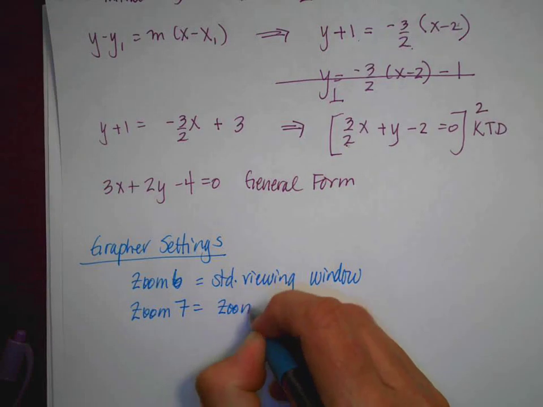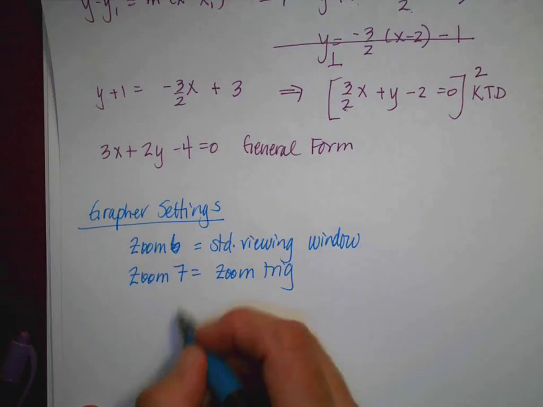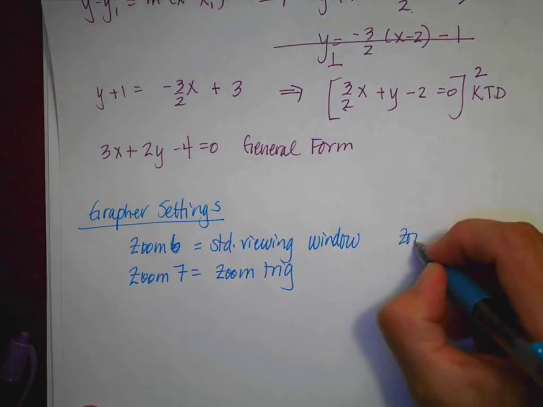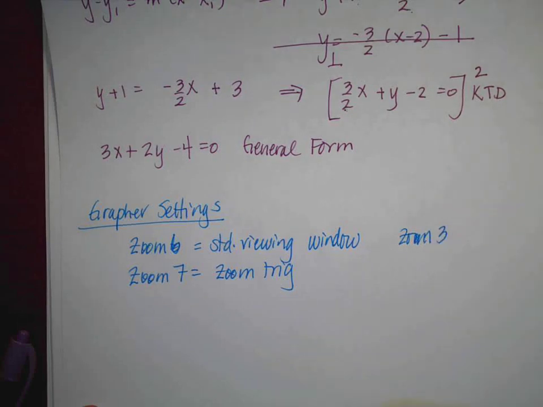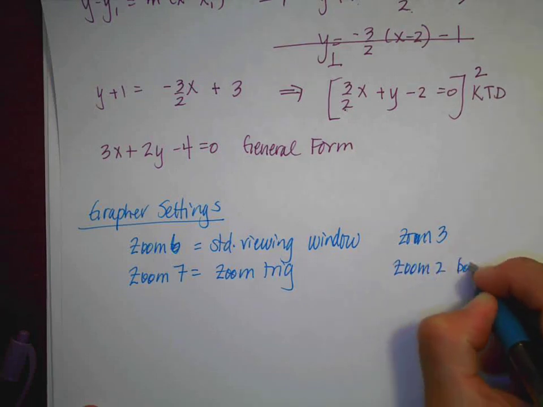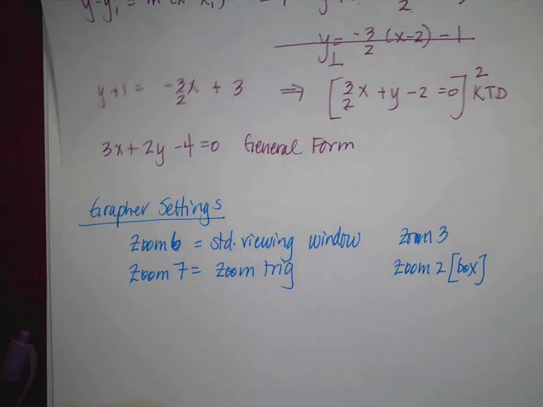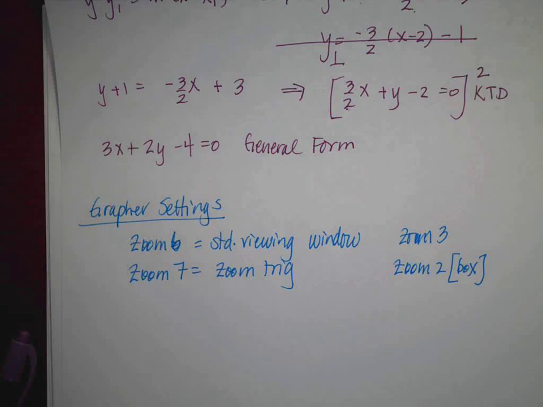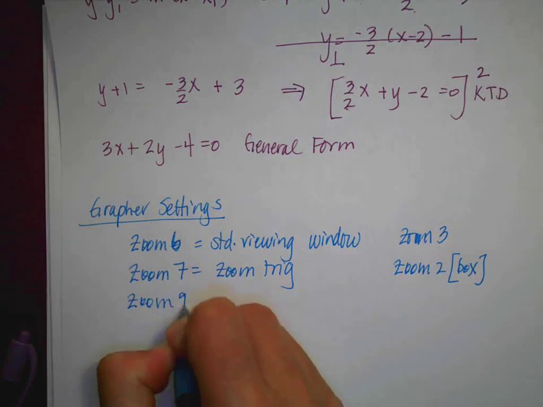The other one that I use a lot is Zoom 7, which is a zoom trig. The other one that we can use would be your Zoom, oops, that's an O and an M. Zoom 3 means I'm going to zoom out, and then I could do a Zoom 2, which is the box, and occasionally that is helpful if you have a particular portion of a graph that you're trying to use. And I think that's it.